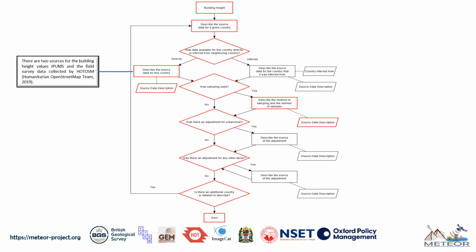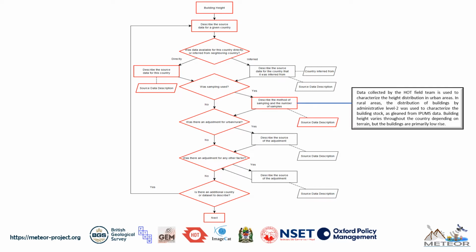For the remaining non-rural development pattern areas, the HOTOSM building survey was used to establish the relationship between the structural type and the story height by development pattern. The data collected by the Kathmandu Living Labs field team was used to characterize the height distribution in urban areas. In rural areas, the distribution of buildings by Administrative Unit Level 2 was used to characterize the building stock, as gleaned from the IPUMS data.